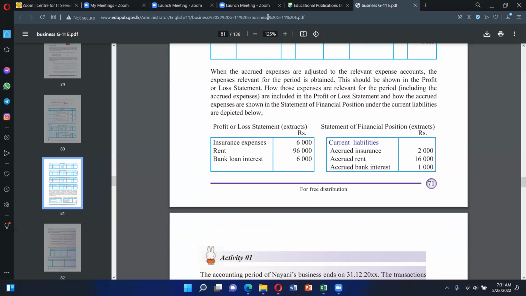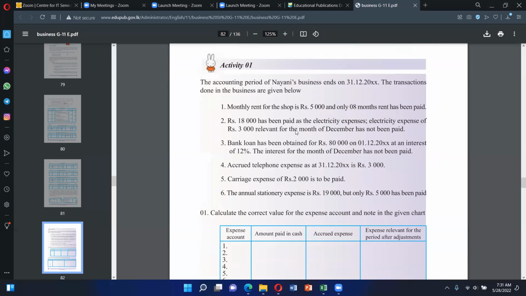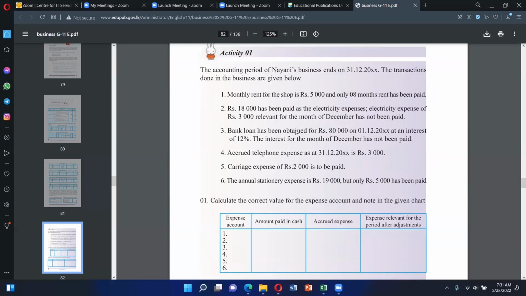Is it clear, everyone? Yes. Remember: profit and loss statement, entire expense, total expense. SOFP, outstanding expense, will be recorded under current liability. Total expense goes into the profit and loss statement. What goes into the SOFP is the outstanding expense. Right? So can you all try activity 1? Please do try activity 1.